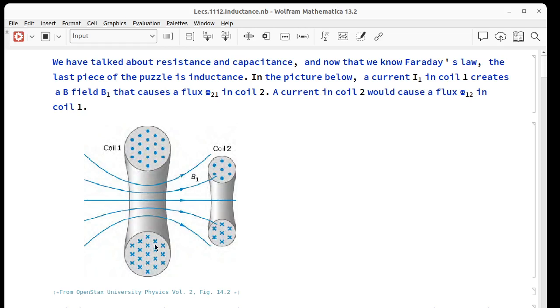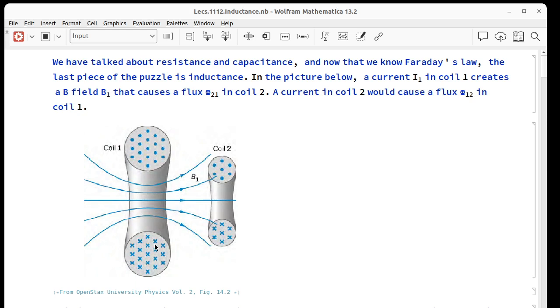So far we've talked about resistance and capacitance, and now that we've seen Faraday's law, we can introduce the last circuit element, which is an inductor. And the idea associated with it is inductance. In this picture here on the screen, you can see we have two coils, 1 and 2, that are shaped like donuts, and we basically cut them open.